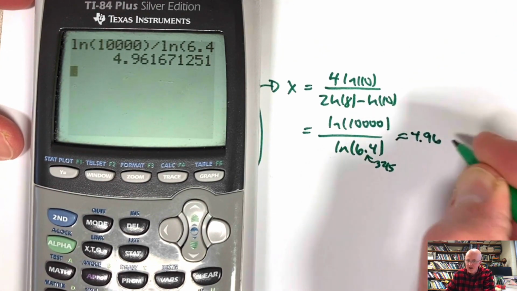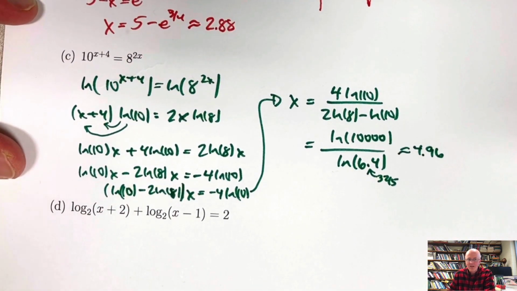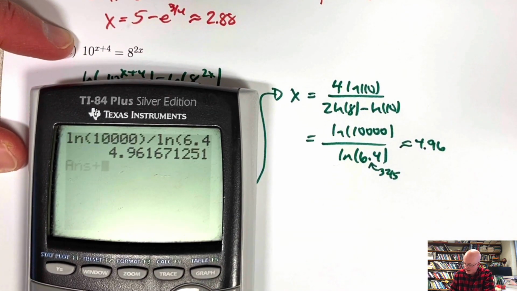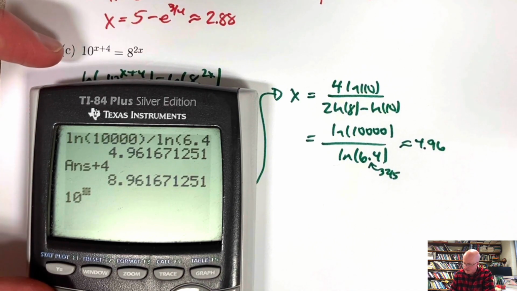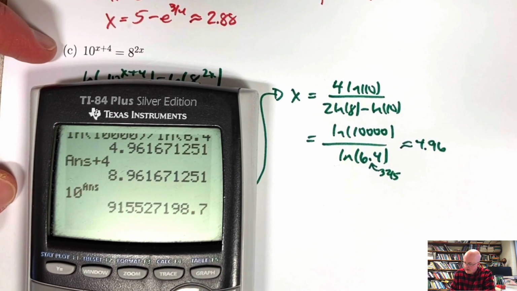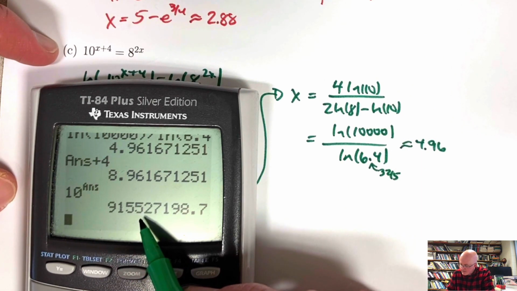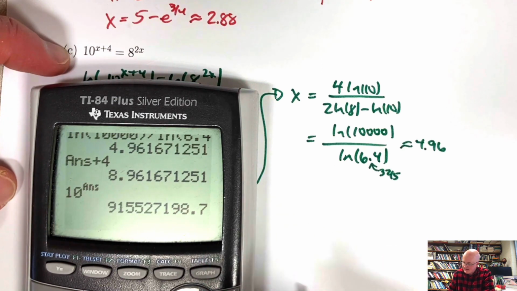4.96. Now I'm feeling a little shaky here, wondering if I made a mistake. Let's check that when I plug this number into both sides, I get the same thing. Let me first add 4 to it, and then take 10 to that number. It's going to be a pretty big number. What would that be? That'd be 915,527,198.7.